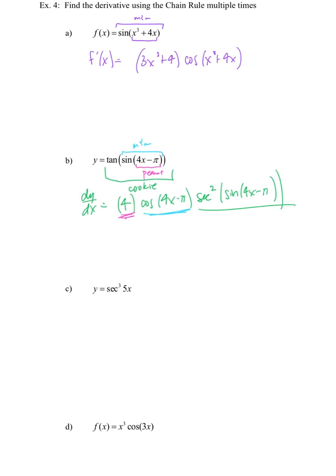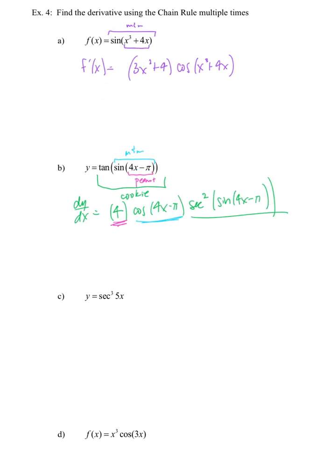All right, so continuing with part C, if I rewrite this, it's a little easier to do if you think of it this way. It's the secant of 5x to the third. All right, so I'm seeing that there is a peanut, and then there's an M&M, and then on top of that, there's an entire cookie. Okay, and again, we're going to work our way from the inside out.